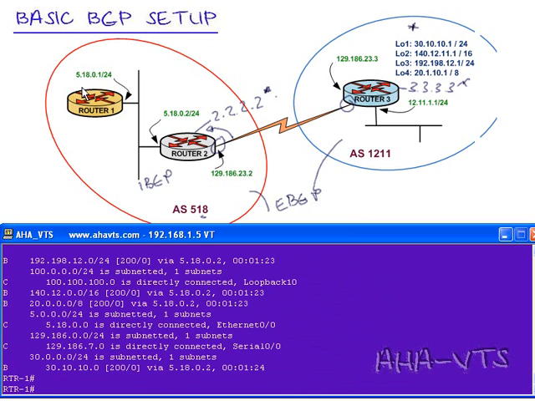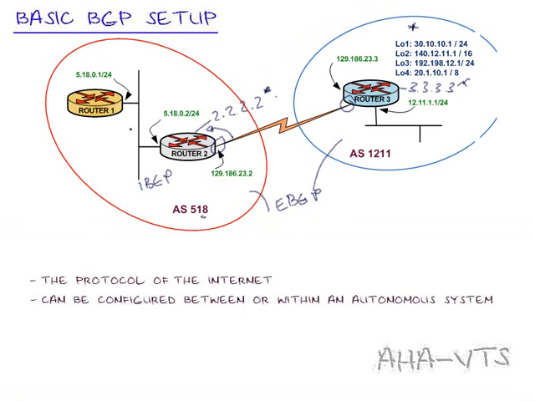So in this video tutorial, we have configured iBGP that exists between router 1 and router 2 within autonomous system 518. And we also established an eBGP relationship between two autonomous systems, 518 and 1211.